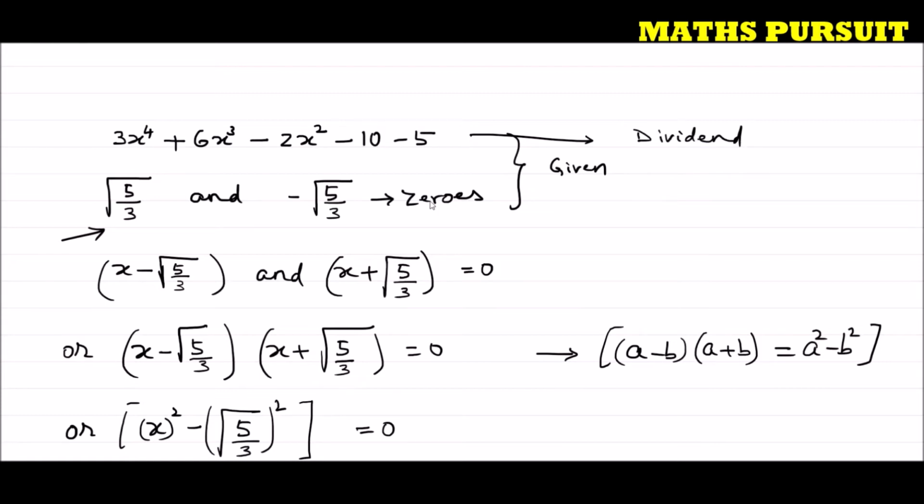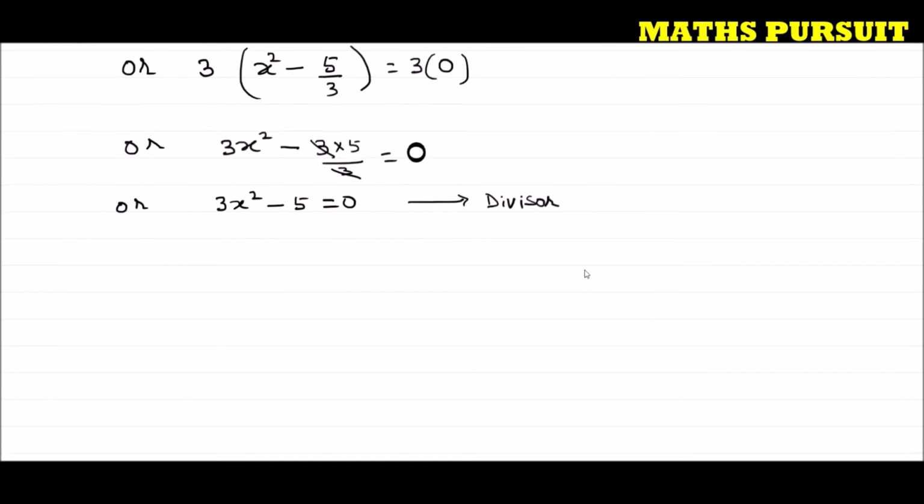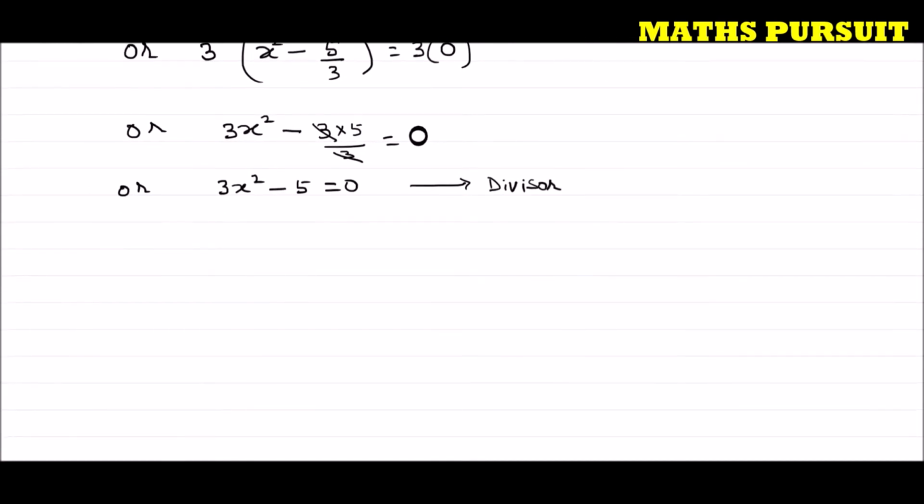So we are going to divide this one, 3x to the power 4 plus 6x to the power 3 minus 2x to the power 2 minus 10x minus 5, with the divisor that we got. So let us do that now. If we divide, then we will extract zeros from that.